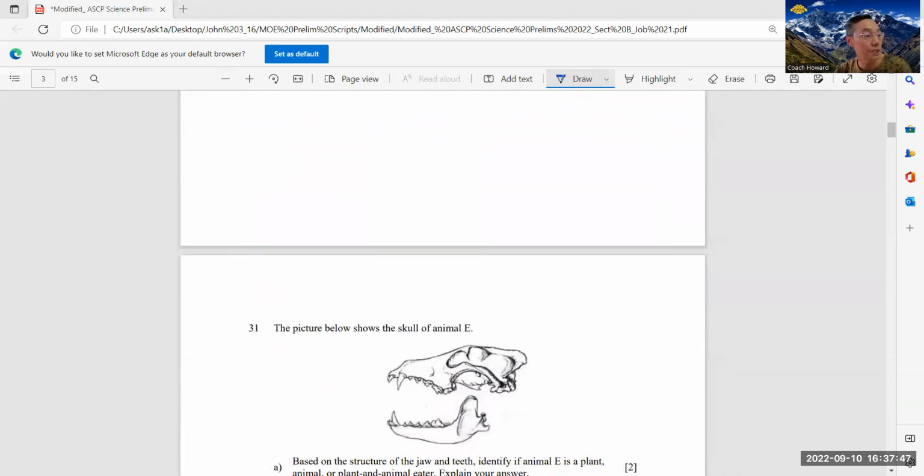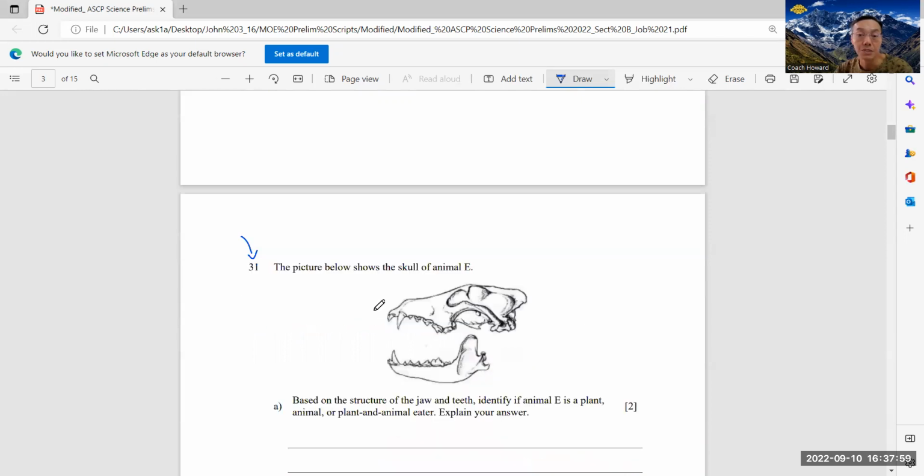We'll move to question 31. Okay, this question you do take note, because this question was being removed in the last 2 years PSLE under the topic of animals adaptations. So this is the skull of animal E. Based on the structure of the jaw and teeth, identify whether animal E is a plant eater or an animal eater. So in other words, they're asking you whether it's a herbivore, a carnivore, or an omnivore.